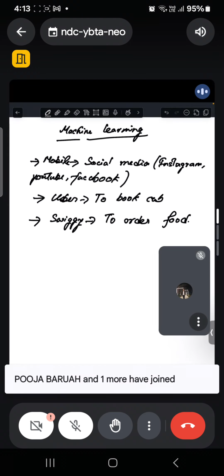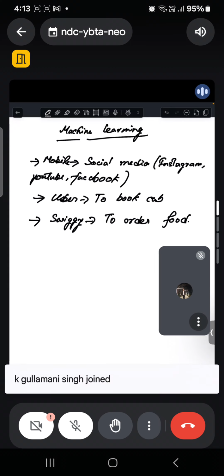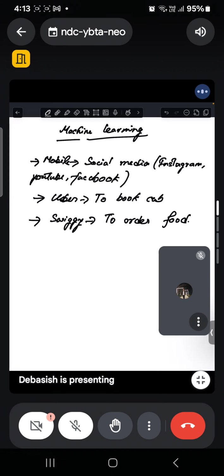Let's say you ordered a food, let's say biryani. You just open your account in Swiggy and order biryani. Next time they will suggest that you should order biryani. So that is a basic recommendation system. So how does this recommendation system work? This is basically nothing but machine learning.